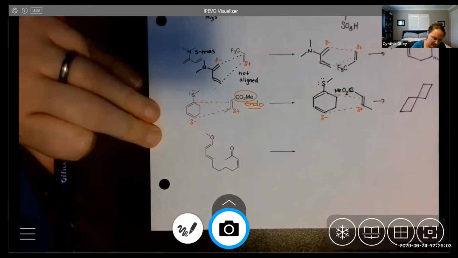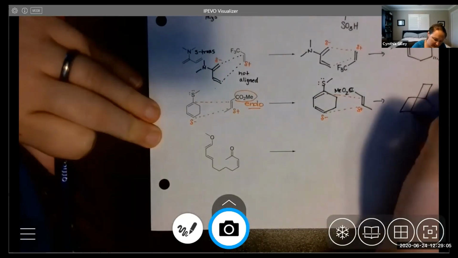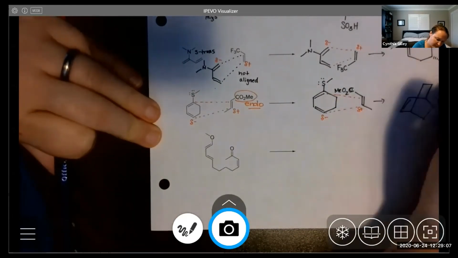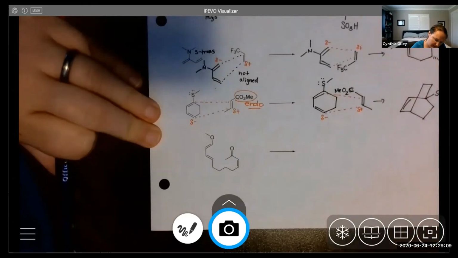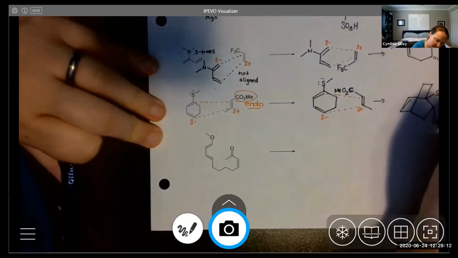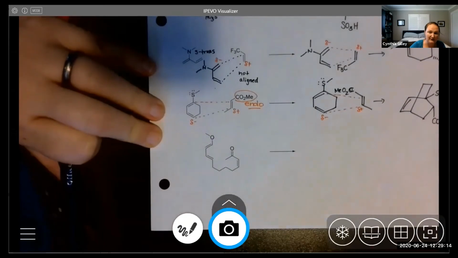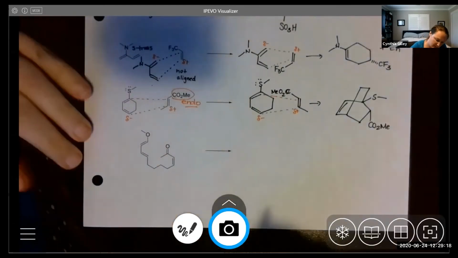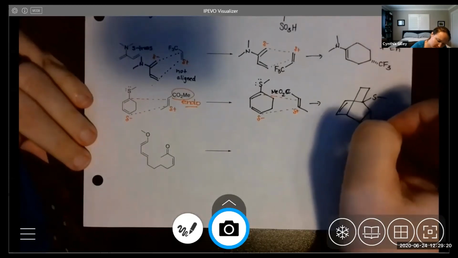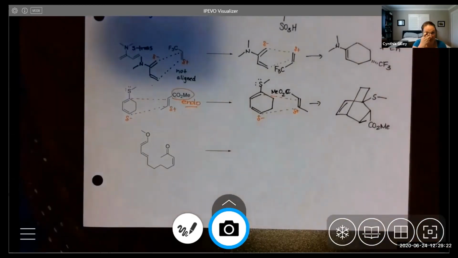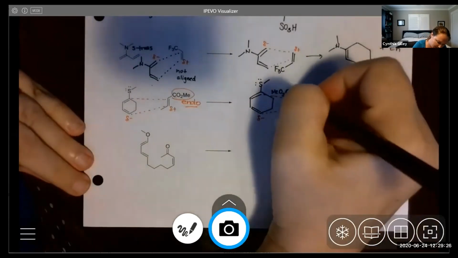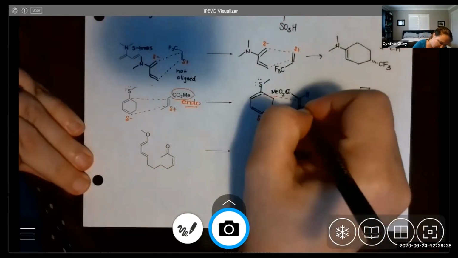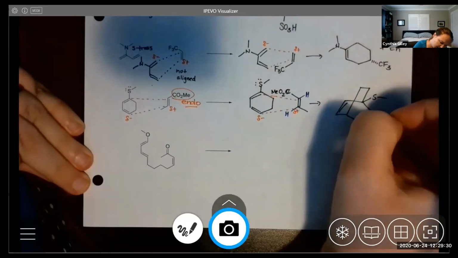I'll just start there with my 2-carbon bridge, and putting these in quickly. The electron withdrawing group ends up pointing down, endo, and the methyl will be up. For this one, I might add in some hydrogens just for clarity. Hydrogens here and here. Here.